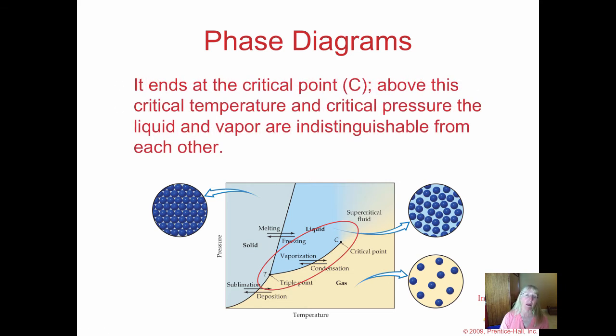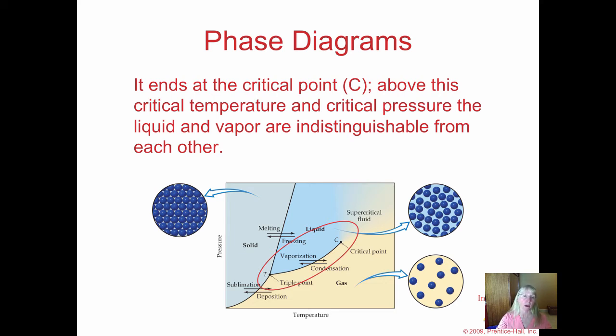The critical point is defined as the critical temperature and critical pressure. What that means is that this point C has a critical temperature directly dropping down below it and a critical pressure hanging off to the left. And after that critical temperature and pressure at the critical point, you can't really distinguish the liquid and the vapor from each other. It becomes this interesting thing called a supercritical fluid.